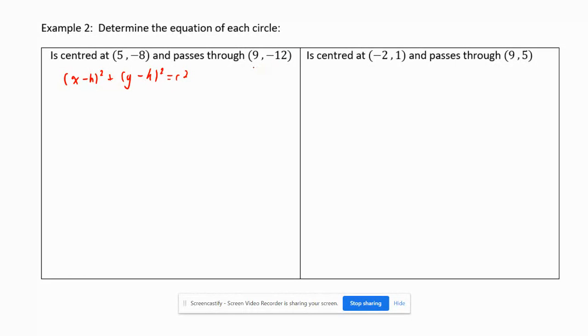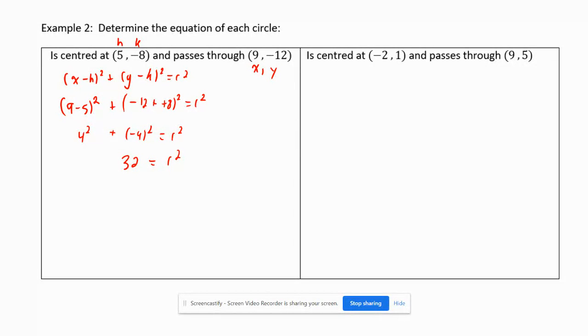anytime that a graph passes through a certain point, we call that point x, y, and this center is going to be h, k. So plugging this into this equation over here, we have x minus h, so it's going to be 9 minus 5 squared plus negative 12 minus negative 8 squared equals r squared. This is 4 squared. Negative 12 minus negative 8, add the opposite, is negative 4 squared. This is 16 plus 16 is 32 equals r squared.